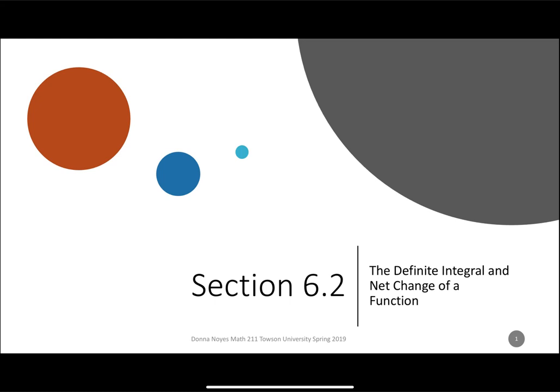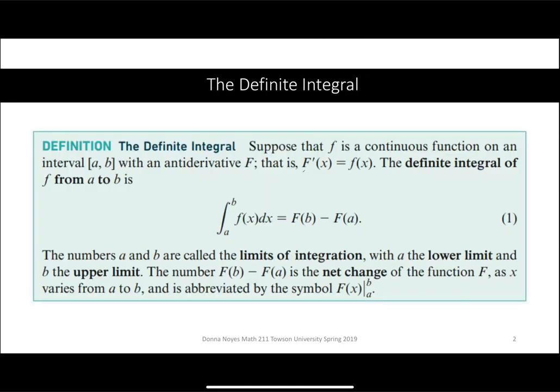We're going to continue Chapter 6 with Section 6.2 on the definite integral and net change of a function. Unlike an indefinite integral, a definite integral says that I want to continue to integrate this function, but then at the end I want to evaluate it at two endpoints, b and a. So we would still integrate our function as normal, and then we would plug in f of b minus f of a once we finish.